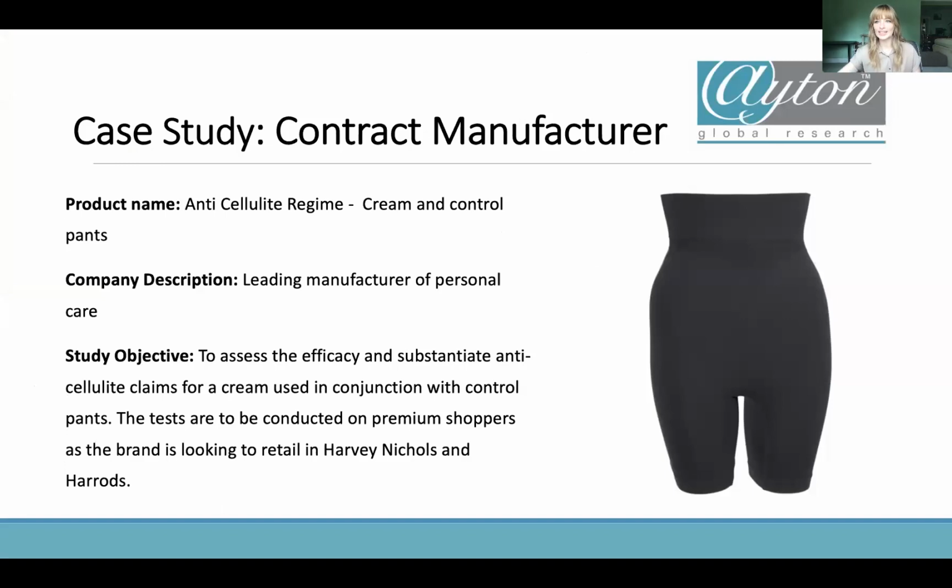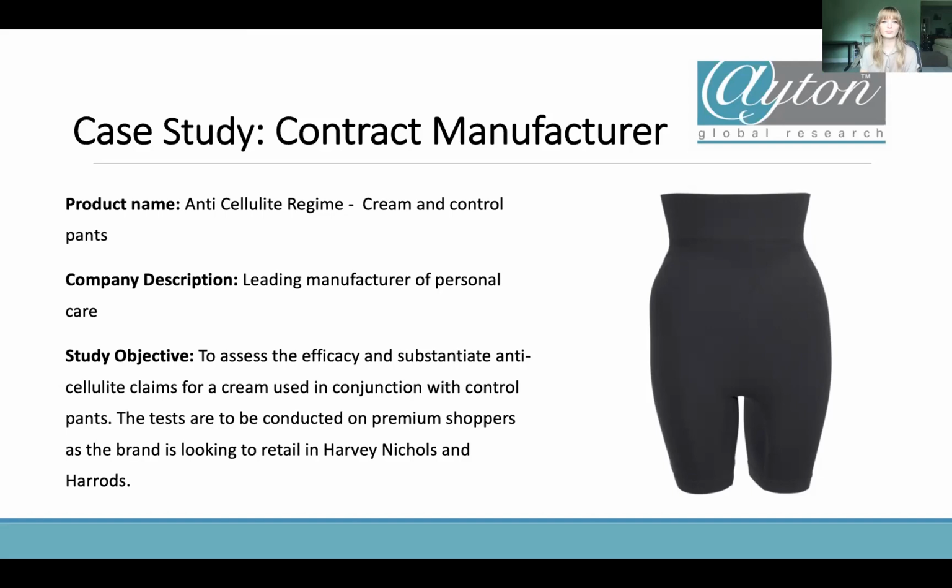So I want to talk about a case study in particular, because I think it really helps to put these things into context. I found a really interesting case study that I thought would be of interest. And it's an anti-cellulite regime cream and a control pants. So this is actually products that are used in conjunction with each other. We have the cosmetic cream that's going to be used on the legs and everything like that. And then we've got the control pants, which are used in conjunction with it to see the best effects possible of the cream.